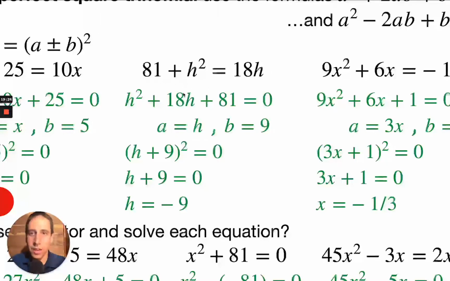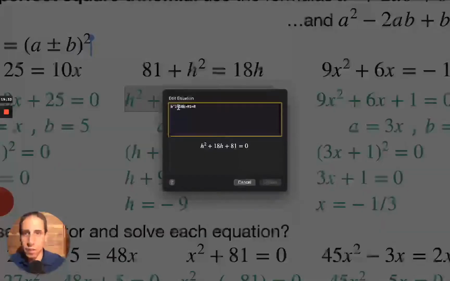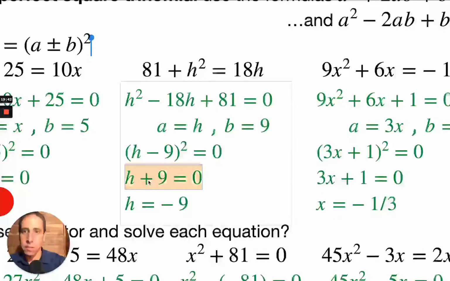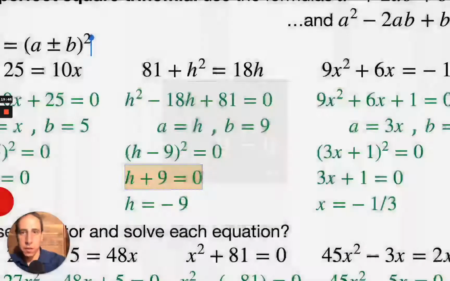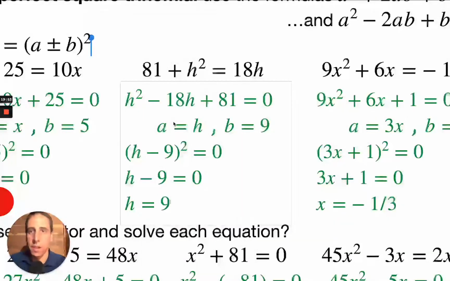I'm subtracting 18h from both sides. This is actually going to be a negative. Wow, I got a lot of fixing to do on this one. This is going to be minus 18. So then this is going to be minus. And this is going to be minus. I should have paused the video. And this is going to be plus. Thanks, y'all.